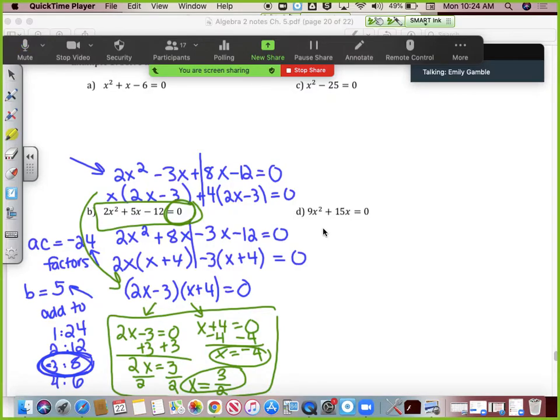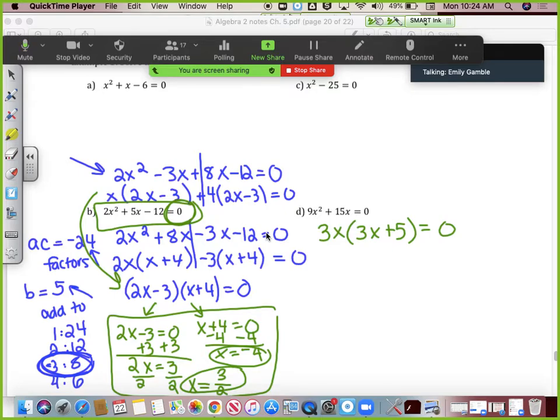So step 1 should always be, can I take a GCF out? And in this case, you can. When you take the factors 3x out, you'll be left with 3x plus 5. Once I factor it using the GCF, I'm actually done with the factoring part. So this one's actually easier because I don't have to factor using the trinomial method that we did in the other ones, because factoring out the GCF will factor it completely.